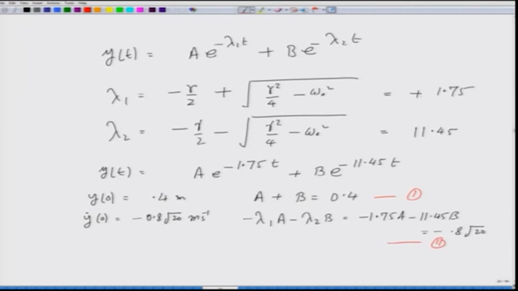After you solve this, that I leave for you to do, what you get is y t is equal to 0.103 e raised to minus 1.75 t plus 0.297 e raised to minus 11.45 t, and that is the answer in the second case.